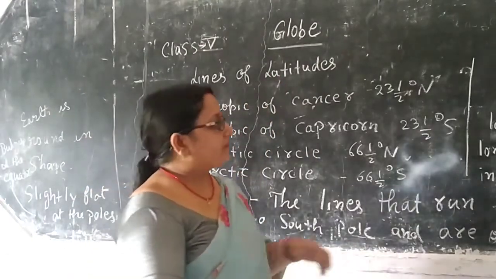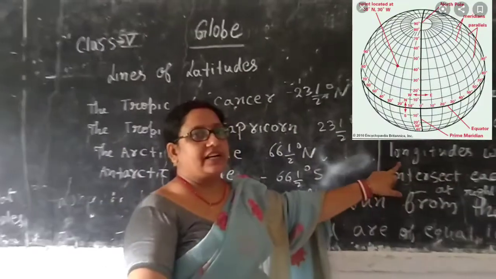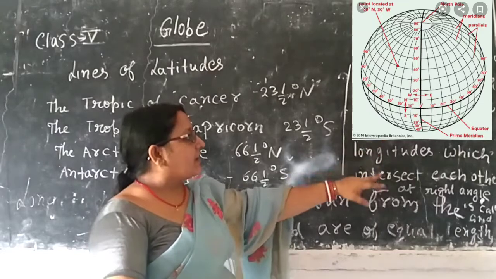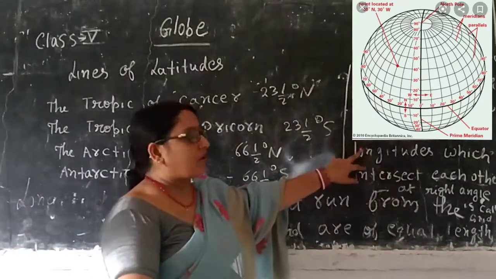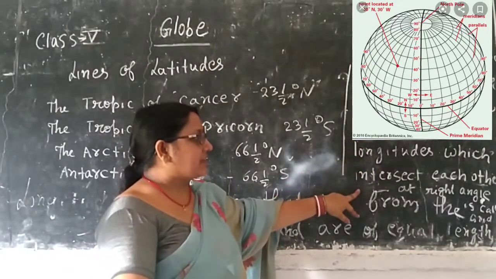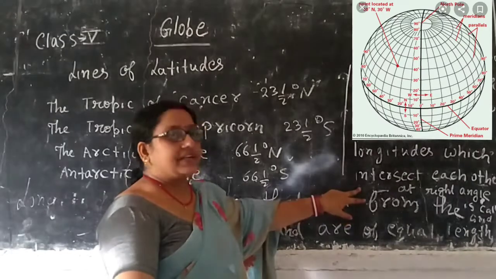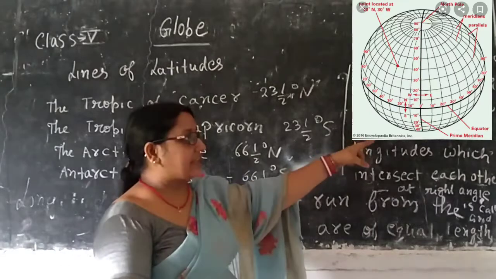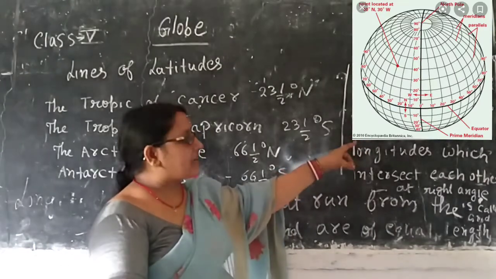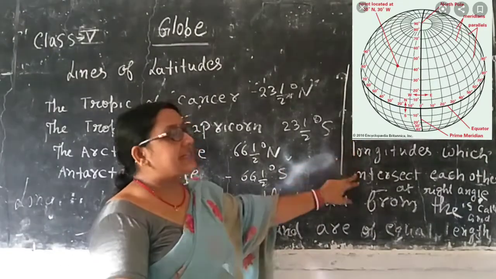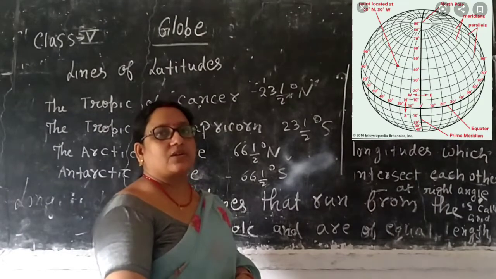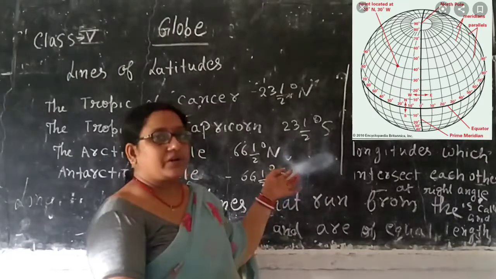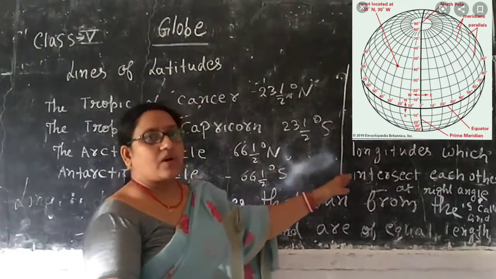Now we come to the grid. What is a grid? You see in the diagram, a grid is where the latitudes and longitudes intersect each other at right angles. It is called a grid. Understand that these are of equal length, as you can see in the diagram, and it is used to calculate the location of a place. So today we have studied latitudes, longitudes, what the globe is and what the grid is.